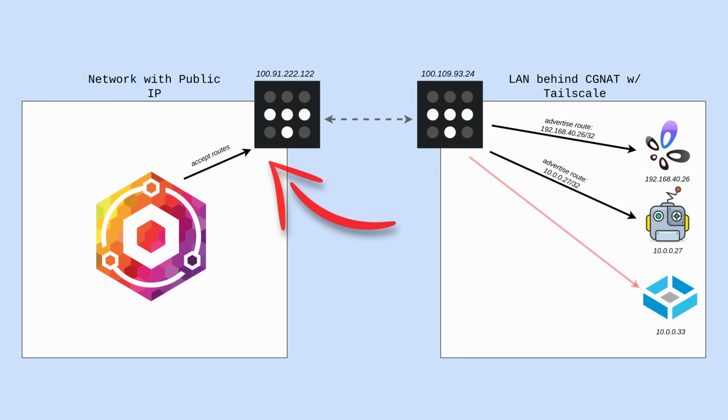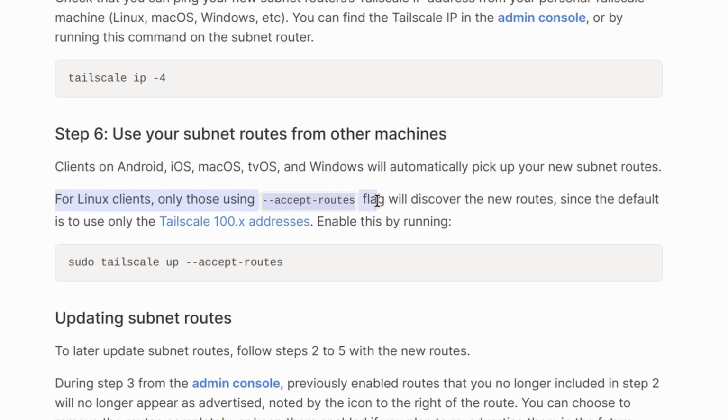So our cloud VM isn't exposing any subnets of its own, but it does need to know that those subnets exist on the other side. So we need to pass through the accept routes flag in our tailscale up command.